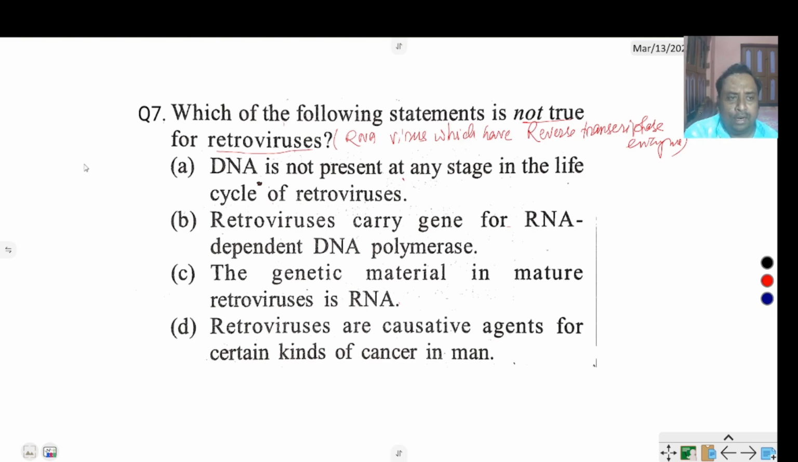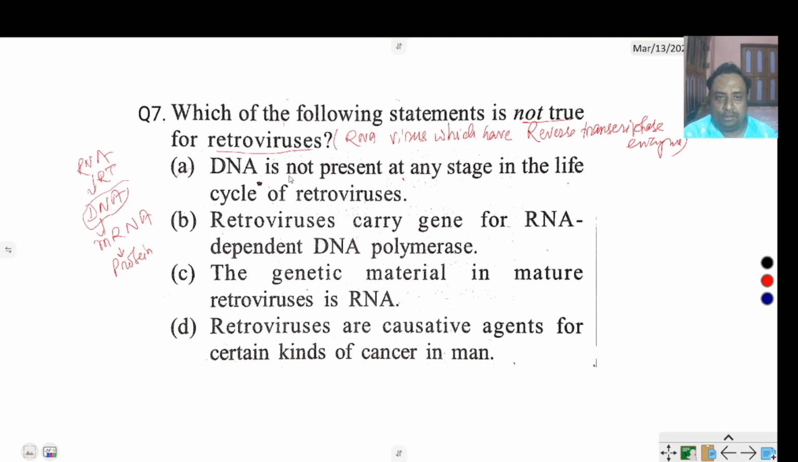Because they have RNA. RNA convert to DNA by reverse transcriptase enzyme. Then DNA produce mRNA by transcription and then produce protein by translation process. So in their life cycle they produce DNA. So DNA is present at any stage in the life cycle of retrovirus. DNA is present when they are reproduced.